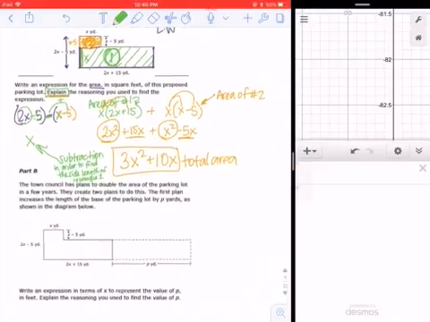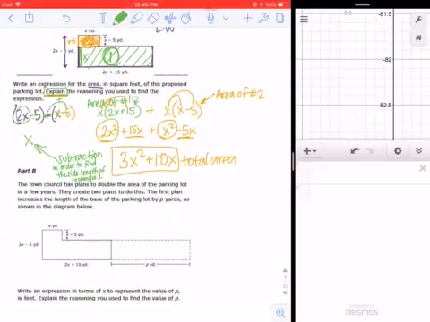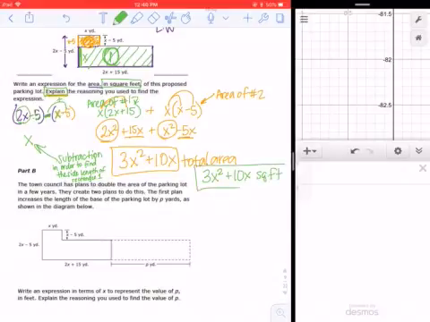We could say that this is your total area. You want to make sure it says square feet. So we would want to write that the total area is 3x squared plus 10x square feet. That would be our final answer there. Okay? I know that was complicated, but let's see what we can do here.